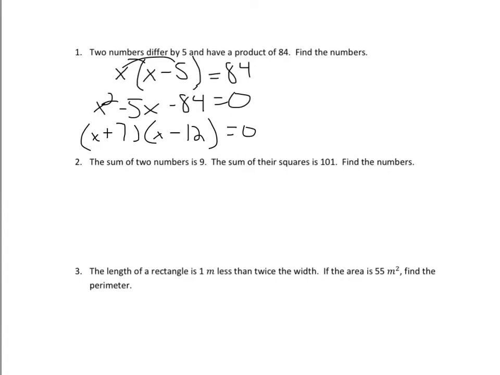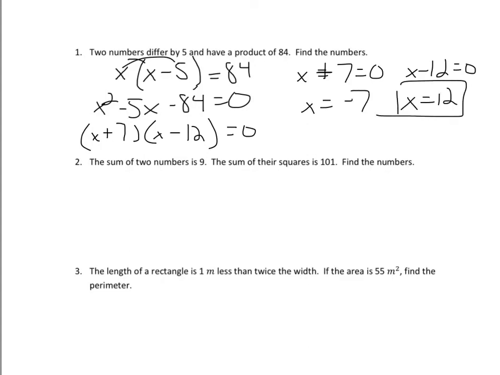Now, to get our x, right, x plus 7 equals 0, or x minus 12 equals 0. So that means that x equals negative 7, or x equals 12. Just like that. And both of them make sense because it just says two numbers. If it said two positive numbers, then obviously the negative one wouldn't work. Okay? But you could double check this and make sure you actually get the same.